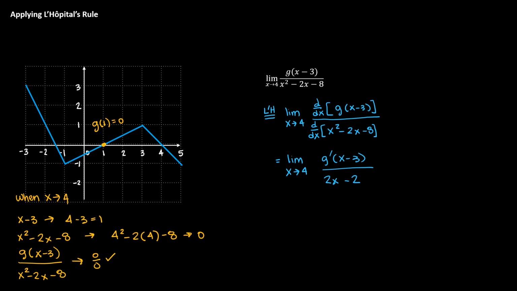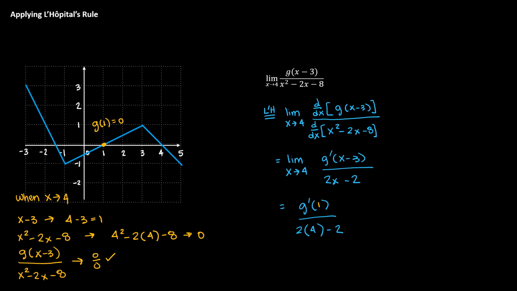We need the chain rule in the numerator because g has a function plugged inside of it, so we take the derivative of g with the inside function still there. And if we take the derivative of the inside function, x minus 3, that derivative is just 1, so we don't have to show that. If you want to, you can write g prime of x minus 3 times 1, or you can leave it off, because multiplying by 1 doesn't change anything. We do know that when x is approaching 4, x minus 3 turns into 1, so we're going to replace that with 1. So g prime at 1 in the numerator. Denominator: 2x minus 2 becomes 2 times 4 minus 2.